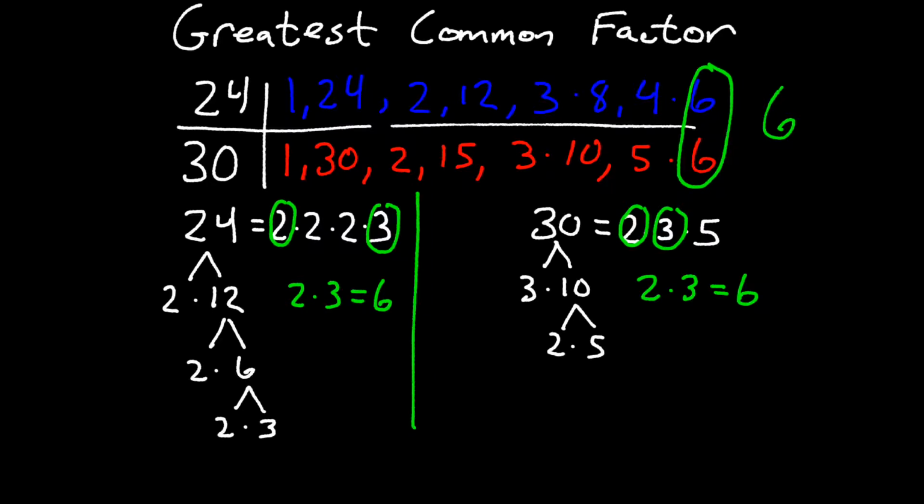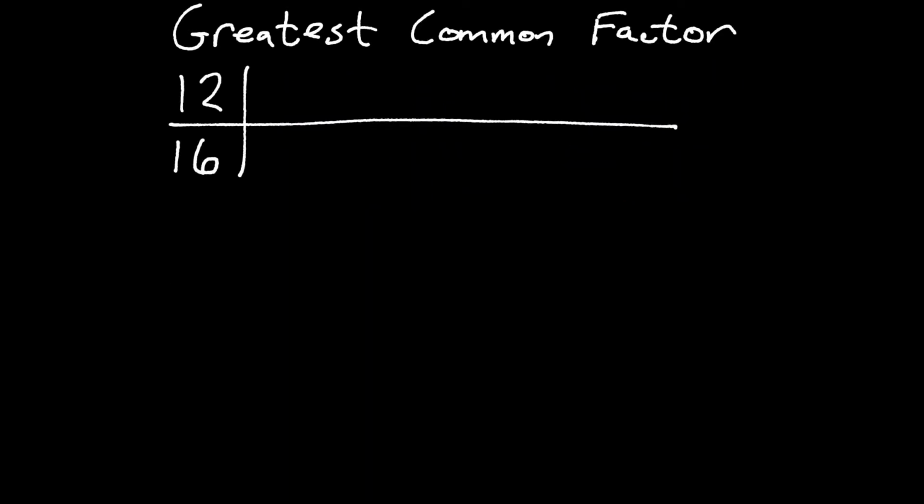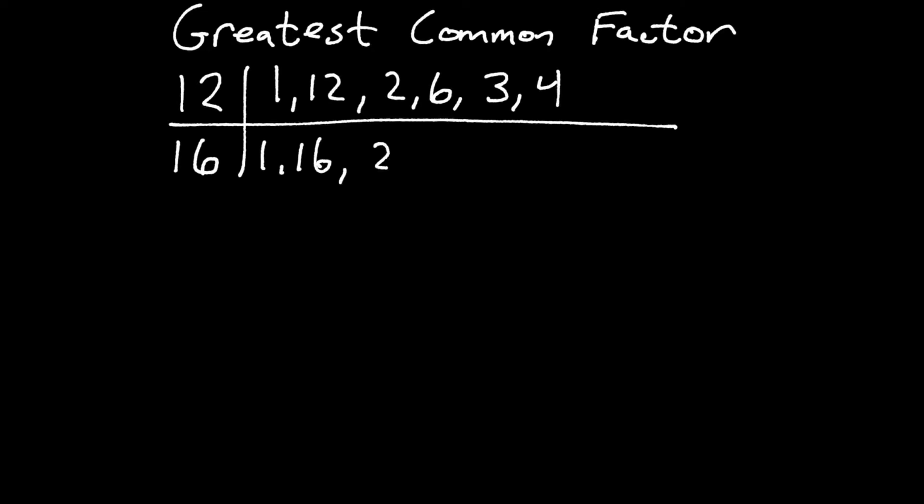Alright, so let's take a look at another example. Alright, this time we're going to find the greatest common factor between 12 and 16. So we'll list out our factors of each number. I have 1 times 12, I have 2 times 6, and I have 3 times 4. For 16, I have 1 times 16, 2 times 8, and 4 times 4.